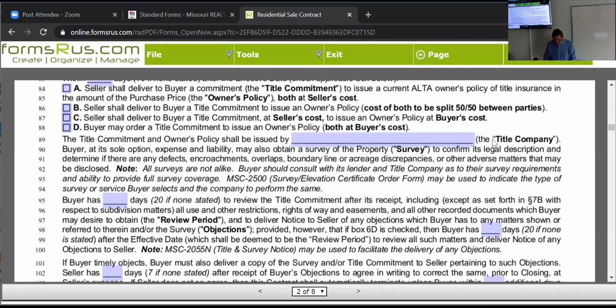On line 89, the title commitment owner's policy shall be issued by, and this should be the title company that you chose on the first page. I want you to remember that the title company is selected by the buyer.